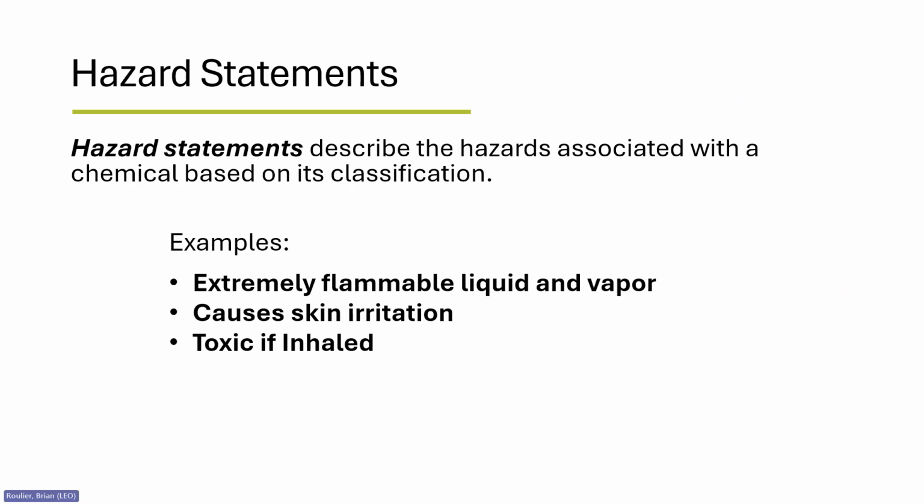The hazard statements on the label provide a description of the hazards based on the manufacturer's classification and categorization of the chemical. The hazard statements are uniform for each specific classification and category. For example, a chemical classified as a Category 1 flammable liquid must contain the statement, extremely flammable liquid and vapor. Hazard statements for each hazard identified, except those from chemical reactions, must be present on the label.